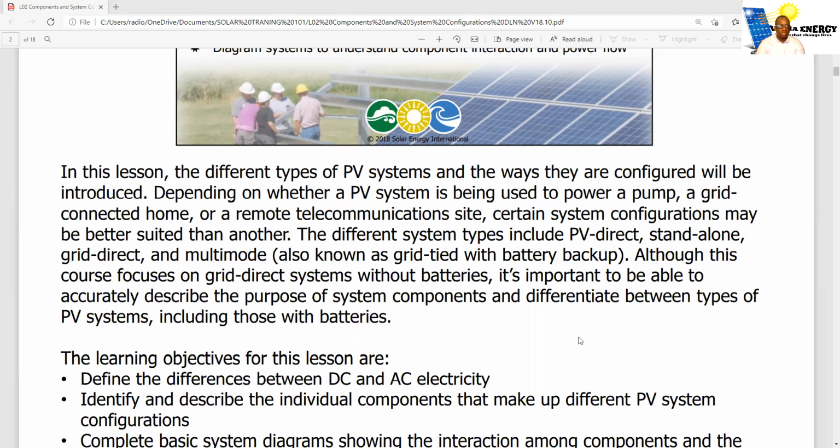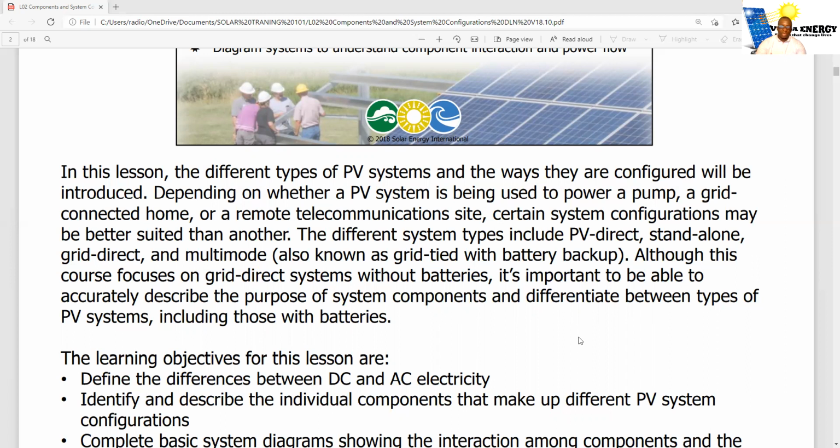Though this course focuses on grid direct systems without battery, it is important to be able to accurately describe the purpose of system components and differentiate between types of PV systems, including those with battery.